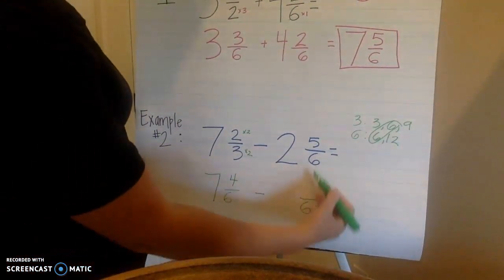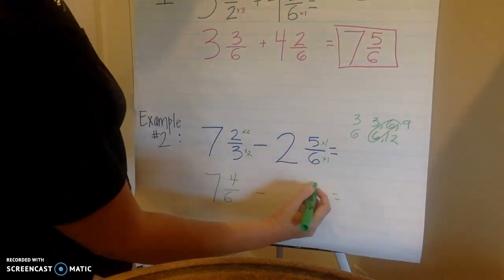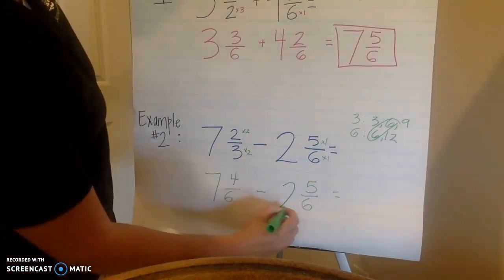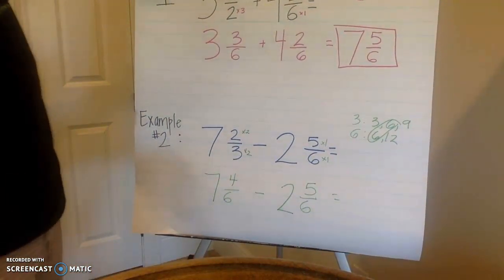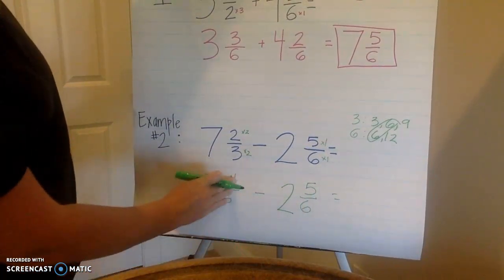And then how did I get from 6 to 6? Well, that stays the same. That's just times 1. So that means our numerator will also stay the same, and my whole number, I just bring that down. So now I need to subtract 5/6 from 4/6.